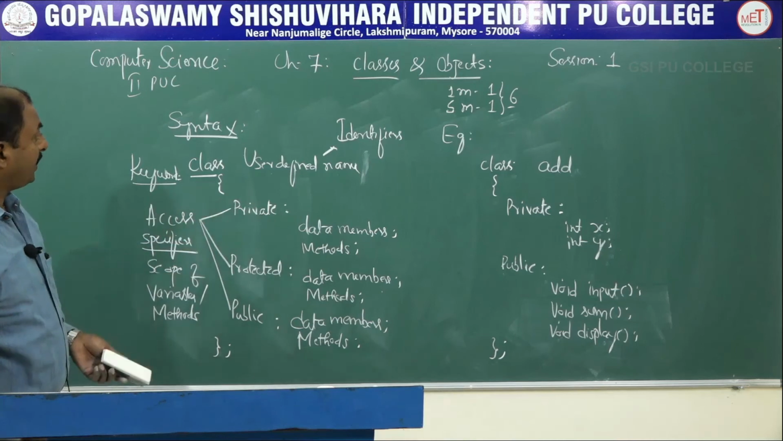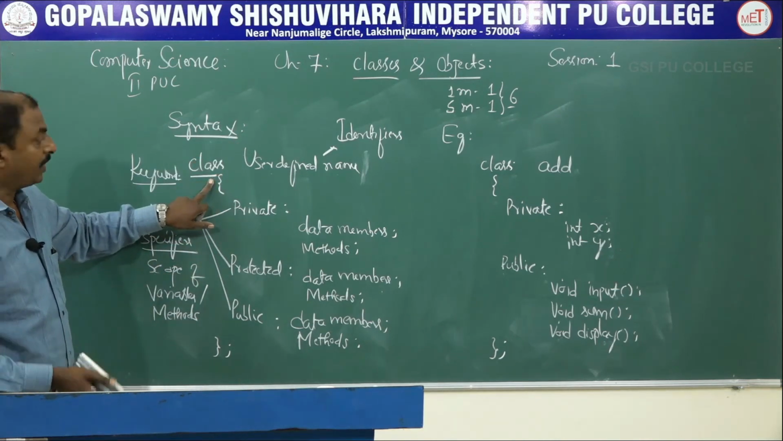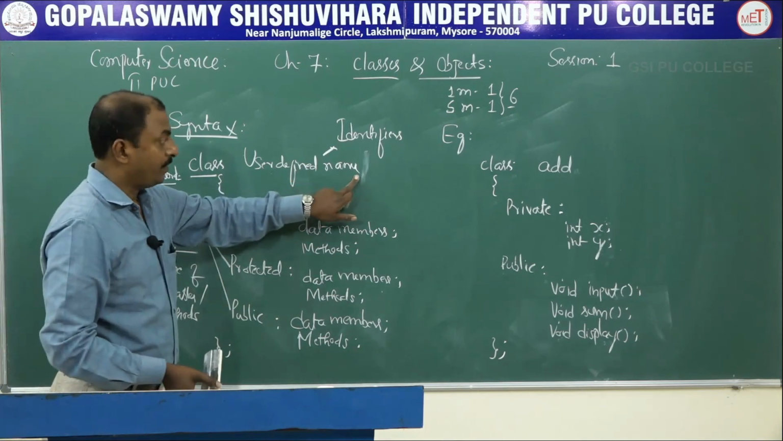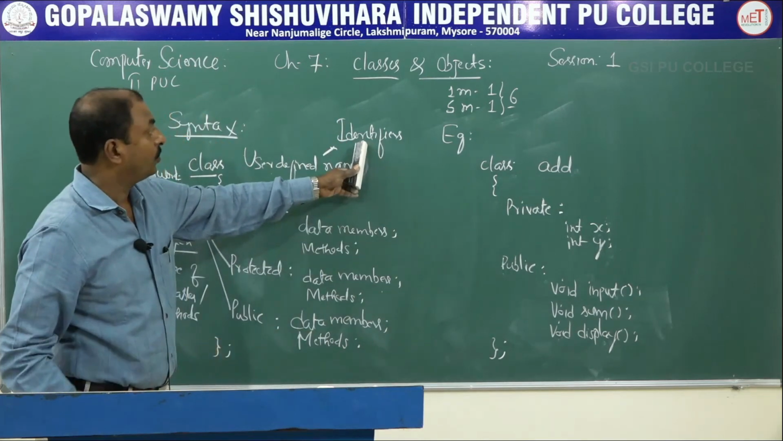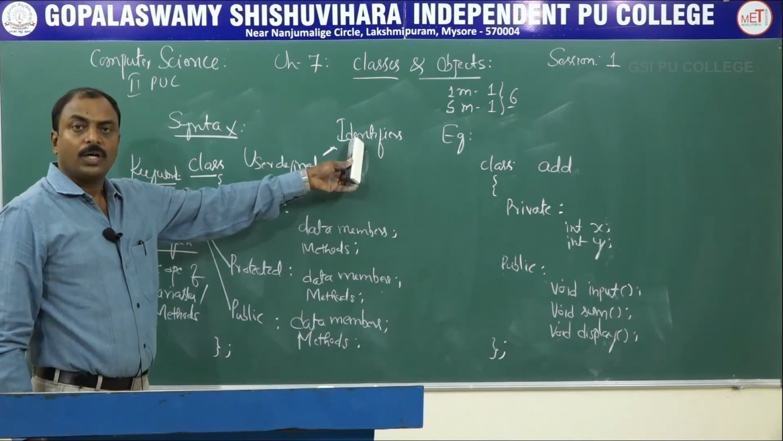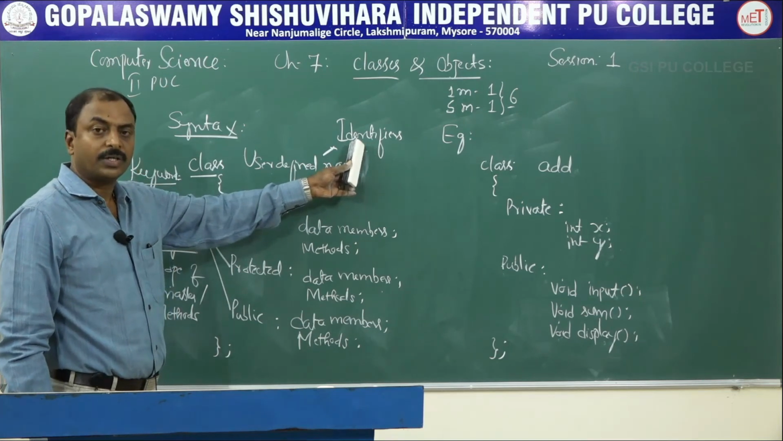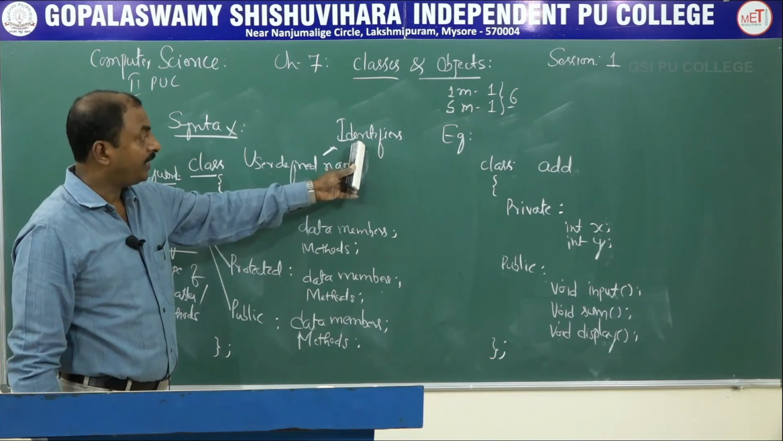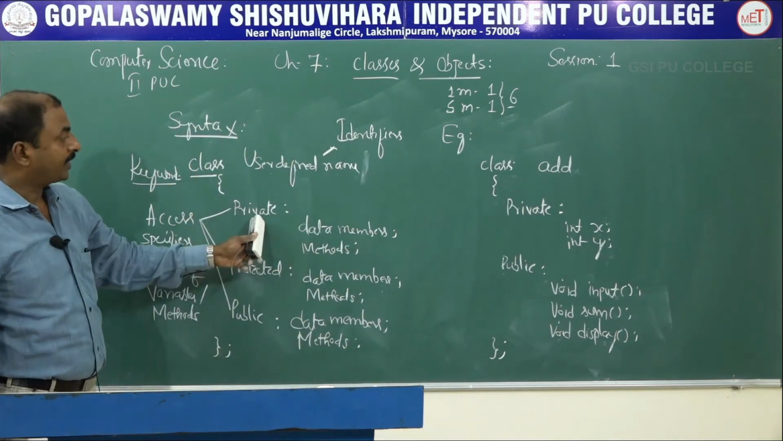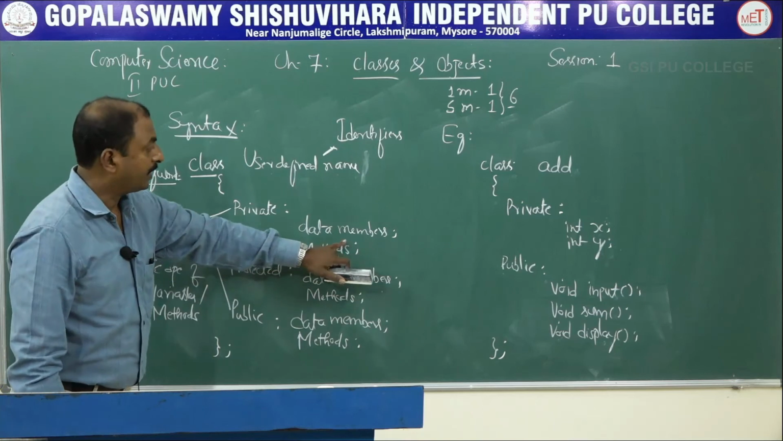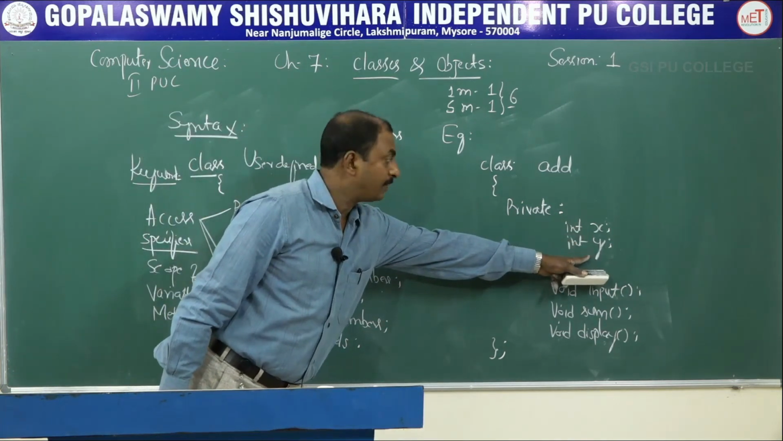I repeat once again, this is the syntax of a class. Class is a reserved word or keyword, then a user defined name, in this example add. So it is an identifier. As I told you already, we have to keep the rules in mind on how to frame an identifier. Then we write the name of the class, open the bracket, private access specifier, and the data members. In this example, x and y are the variables for me. They are the data members.